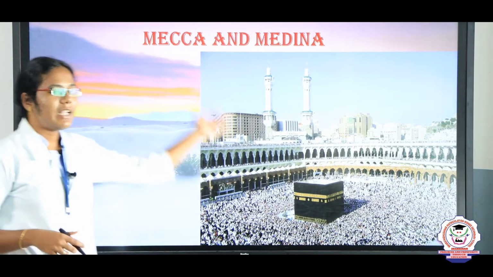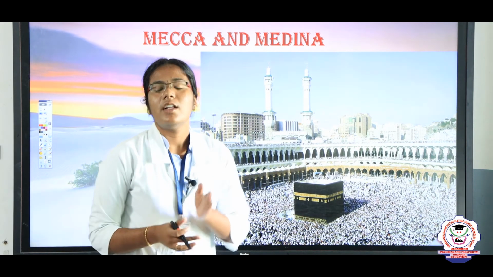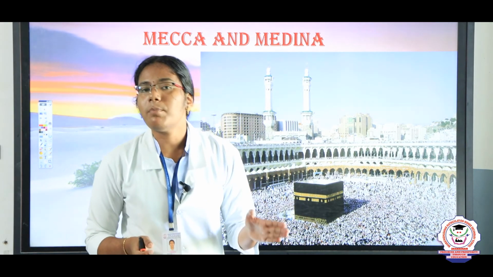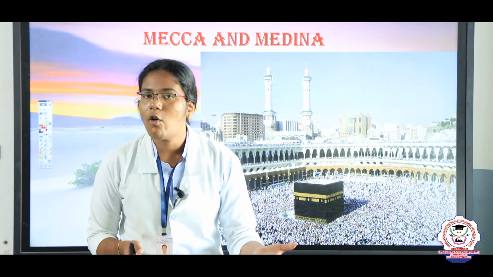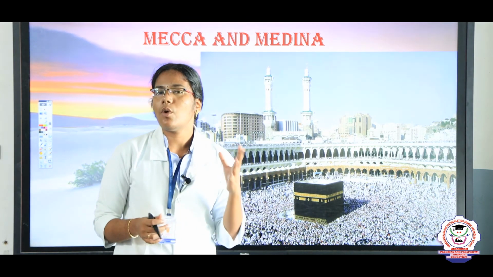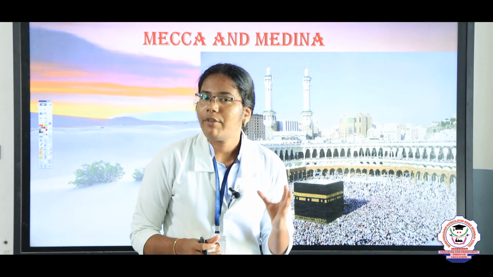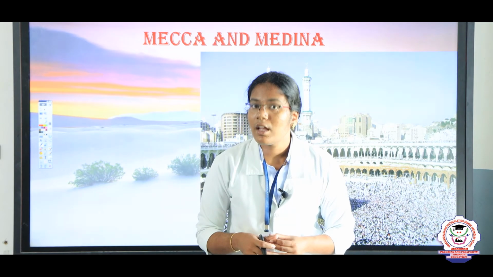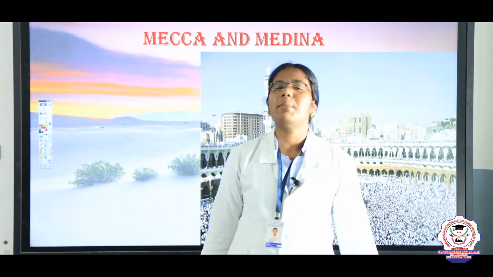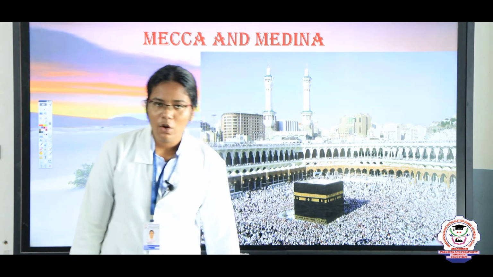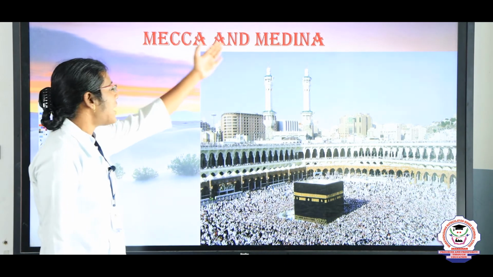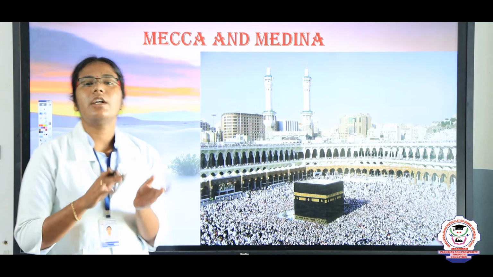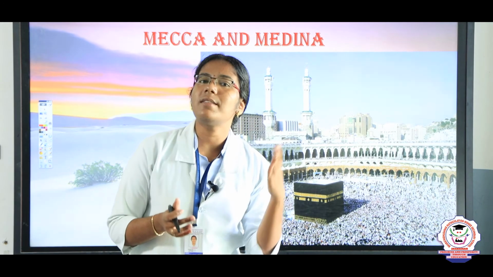Next we can see Mecca and Medina. These places are considered the holiest places for Muslims. So with the help of that you will understand, right children, what is the main religion of Saudi Arabia? Very good. Islam is the main religion of Saudi Arabia. So Mecca and Medina are the two important holiest places as well as pilgrimage centers for Muslims.